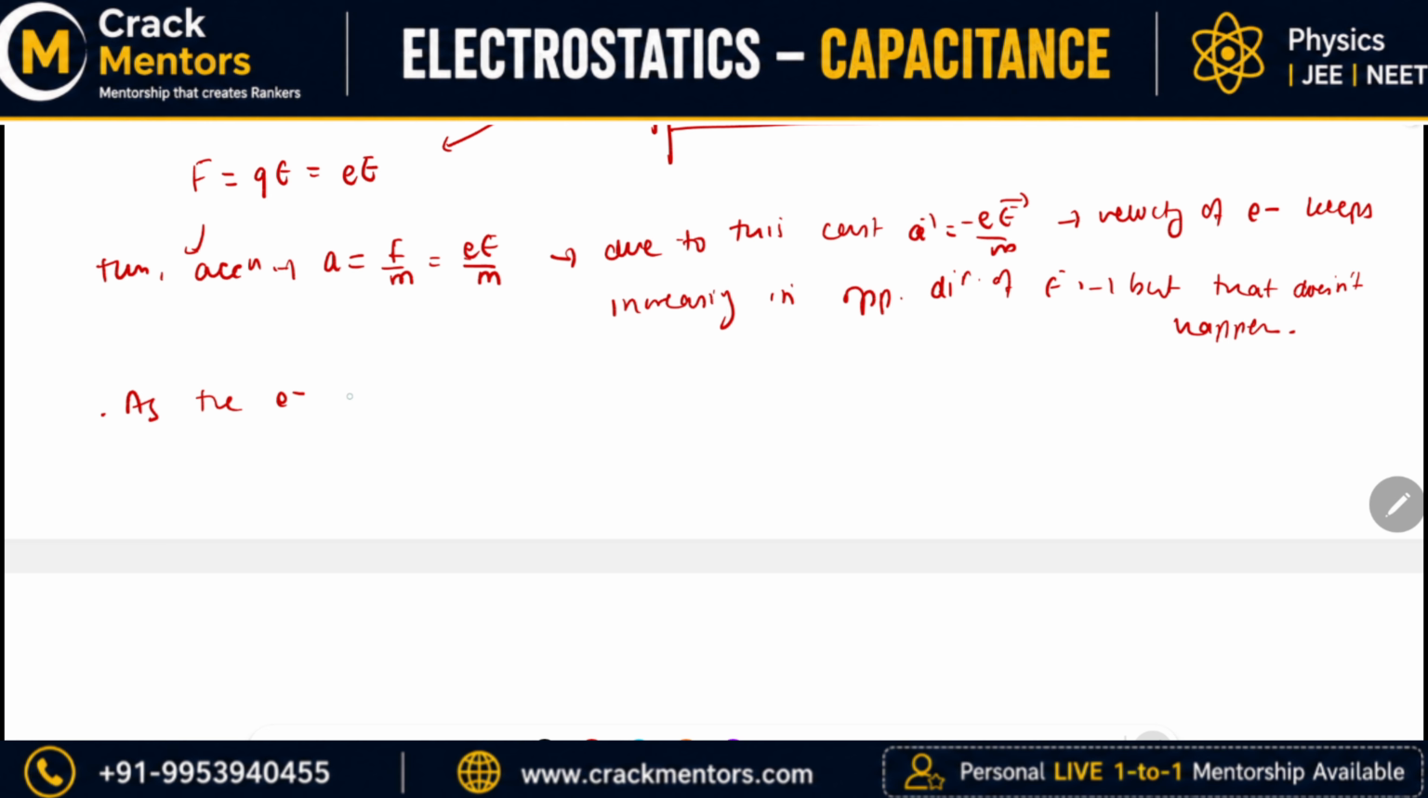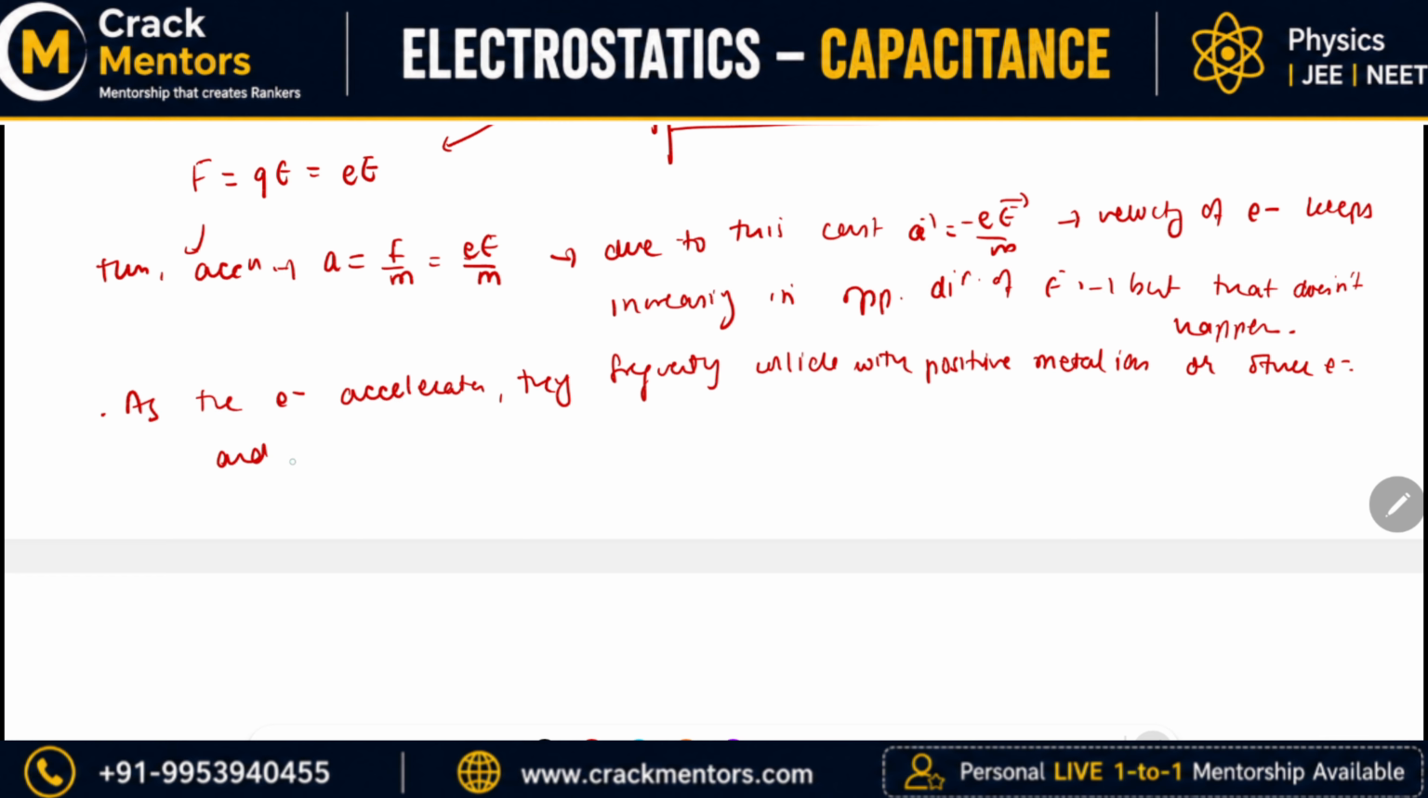As the electrons accelerate, they frequently collide with positive metal ions or other electrons and stop momentarily on each collision. So for a moment it stops. Well, that is so obvious that for a moment it will stop.